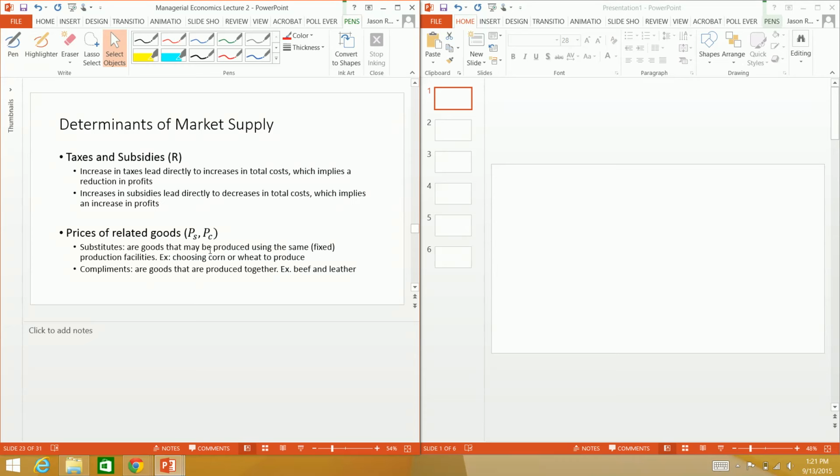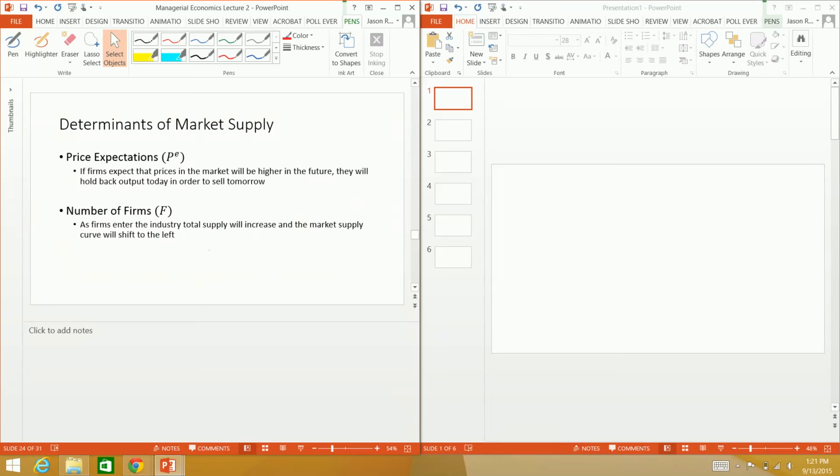The other idea here is the price of complements. Again, I stressed in class that although theoretically this makes a lot of sense, practically and empirically, we might not necessarily see this coming to fruition. But the idea is that when there are two goods that are generally produced in conjunction with each other, think of beef and leather, when the price of one of the complements rises, you might see the supply of the other good also rise.